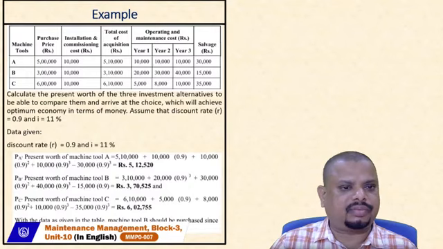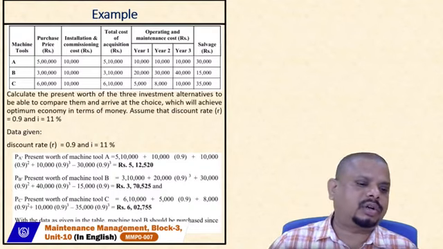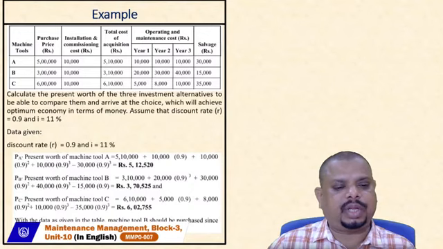A, which equals the total cost plus the first year cost into the discount rate, then 10,000 into 0.9 squared, then 10,000 again into 0.9 cubed, and the last one is 30,000 into 0.9 cubed, the discount rate, and that equals 5,12,520 rupees.